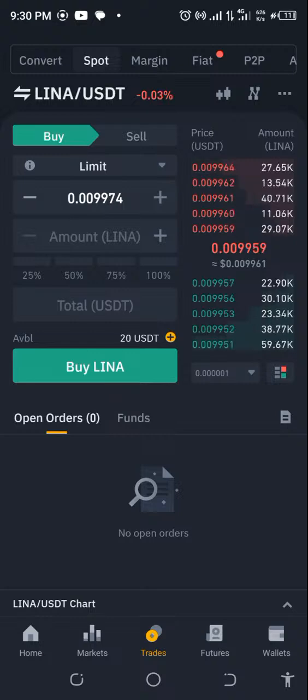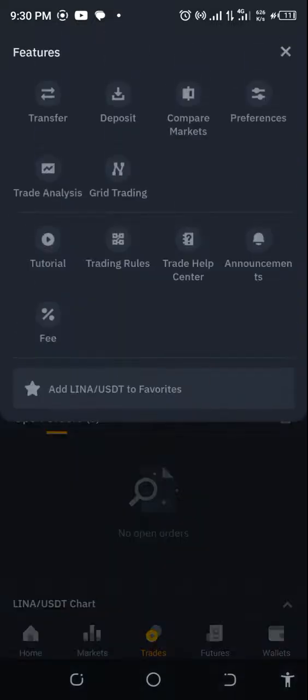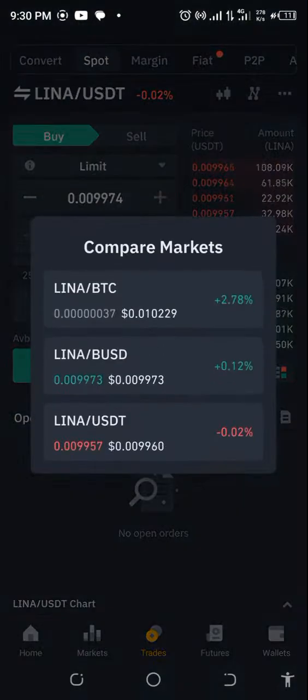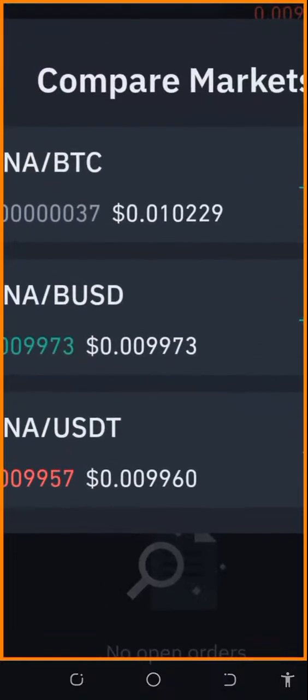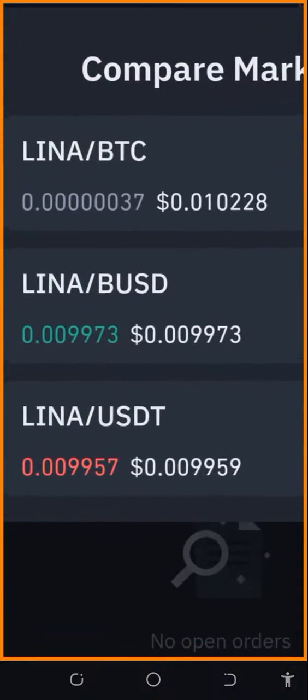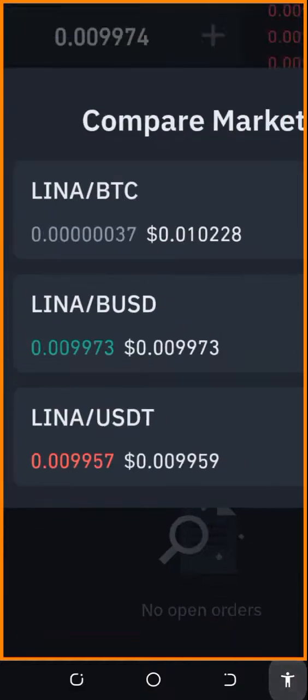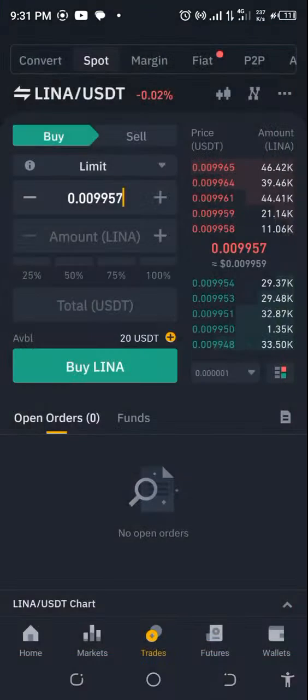So today, what do I have for you? I've got Lena USDT. So let's go over to check the compare markets. What do we have here? We're seeing that Lena USDT is 0.0099, while Lena BTC is 0.00102. Okay, let's go ahead and see with the simulations what we can get.